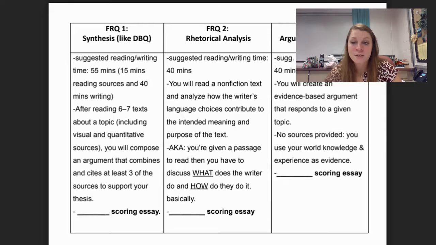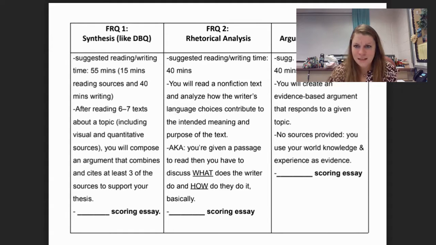That's the argument construction. This one is also suggested about 40 minutes. Basically, you will create an evidence-based argument that responds to a given topic. But no sources are provided. You use your world knowledge and experience as evidence. So you're given this topic, and you are able to apply anything that you know from the real world and write about it.